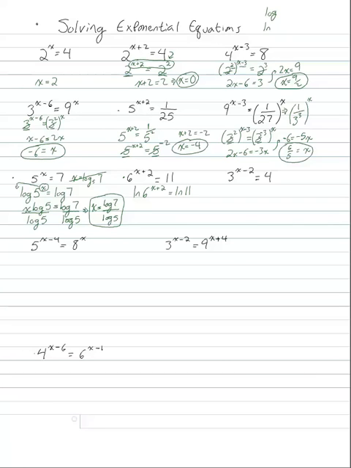So natural log of 6 to the x plus 2 equals natural log of 11. I'm going to bring down my exponent. x plus 2, natural log of 6. The x plus 2 whole thing is being multiplied, so I'm going to use parentheses, equals natural log of 11. And now from here, I can just divide. I'm going to divide both sides by natural log of 6.